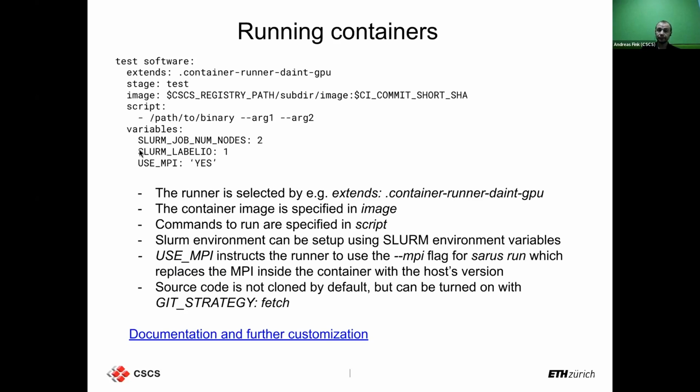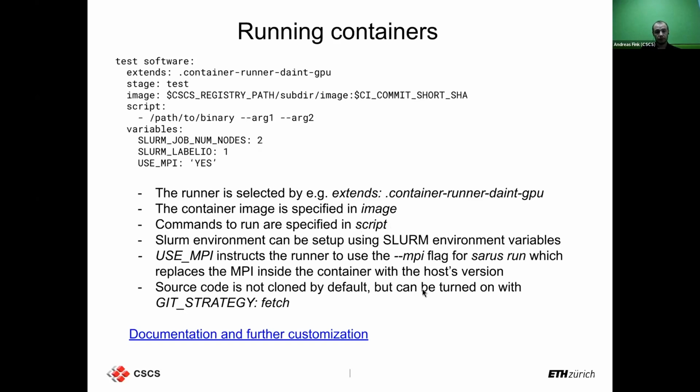You can work with all the Slurm variables. For instance, this would run on 2 jobs, and it would inject the MPI hook of Sarus. So if you use MPI, then you depend on the hook of Sarus to replace the MPI implementation inside the container with the host MPI.